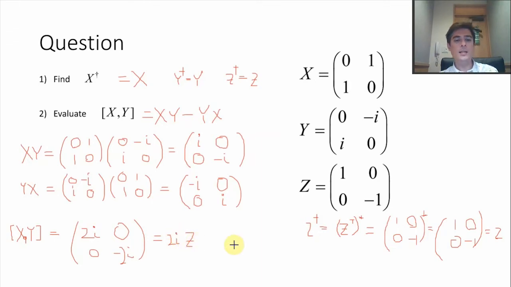Okay. And this is actually also another property of these matrices that we'll encounter later. Turns out that if you do the commutator of these other matrices, so for example, the commutator of y and z, so y comma z, then you actually get 2ix, and if you did the commutator of z comma x, then you get 2iy. So you can check that out for yourself, and it's actually good practice for working out these things.